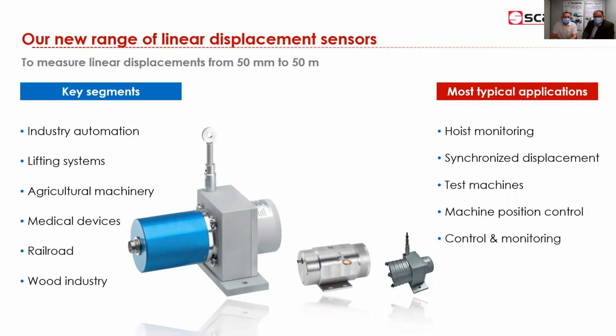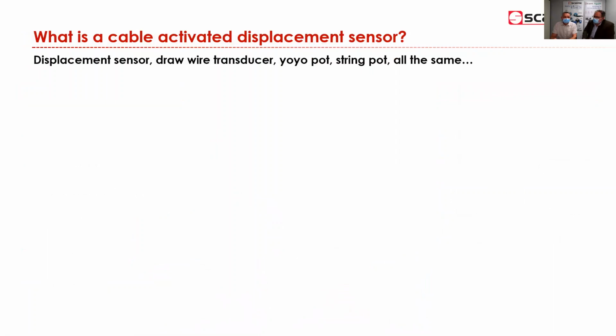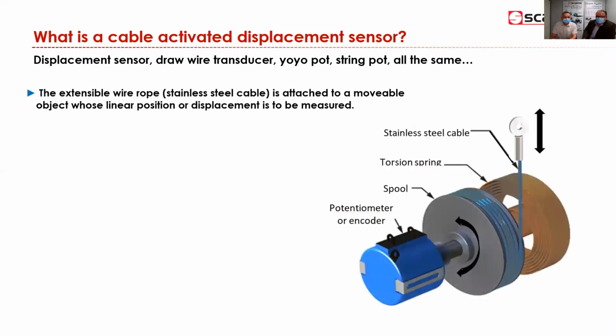Okay, so let's go for the presentation itself. First of all, we know that there are many different names which are given to these sensors. Exactly, Philippe. Displacement sensor, draw wire transducer, yo-yo pot, string pot, many names for the same sensor. Okay, so it can be a little bit of slang. If I see yo-yo pot, it looks funny. Yes, but well, it's true. I have heard that in the United States, for example, they like this kind of names. Okay, how does this work?